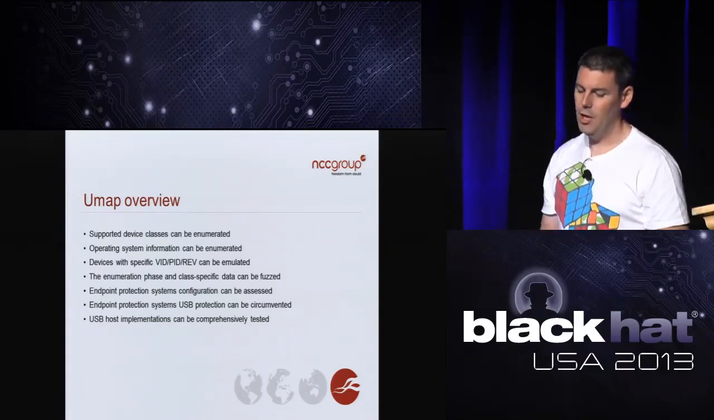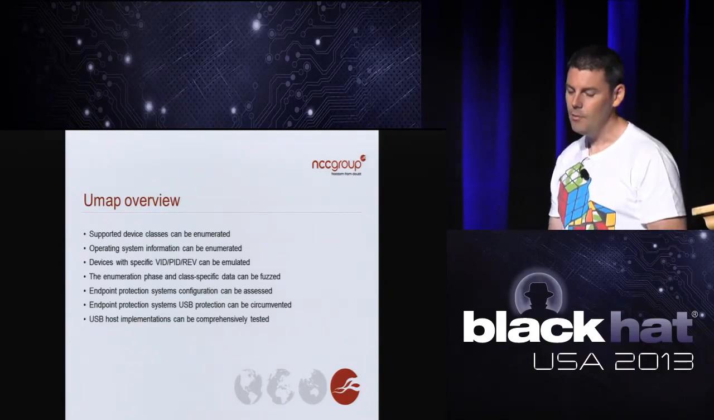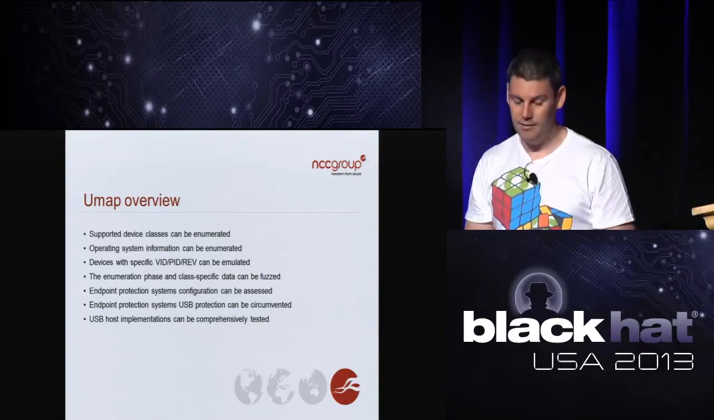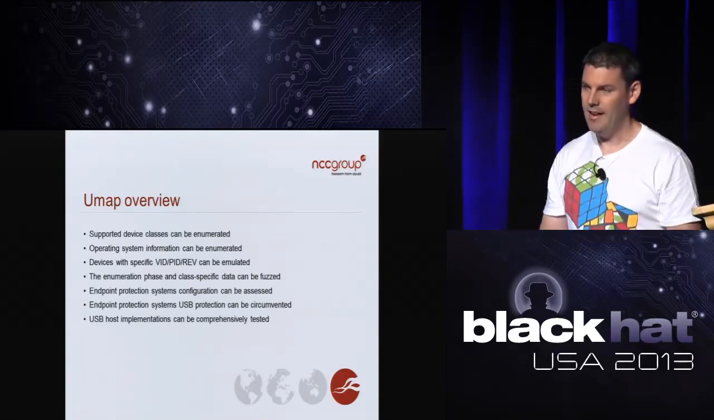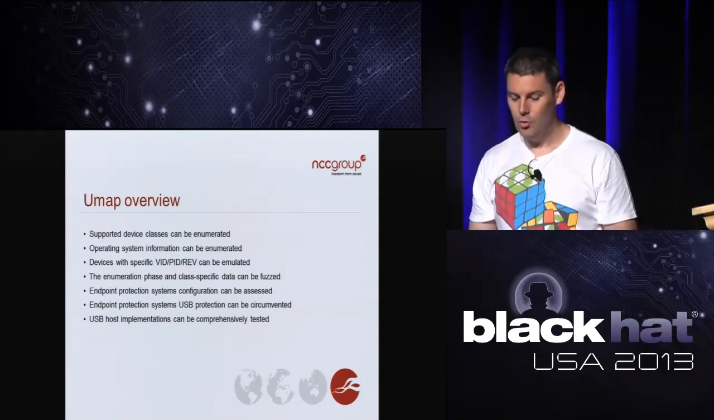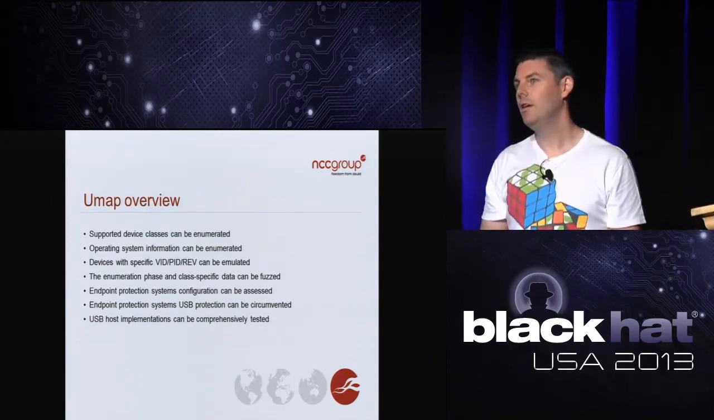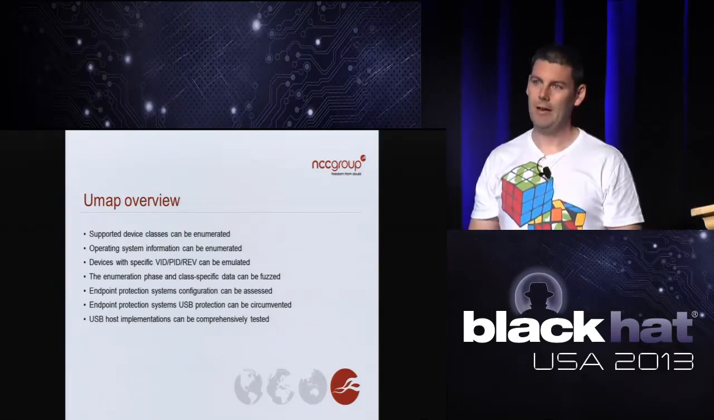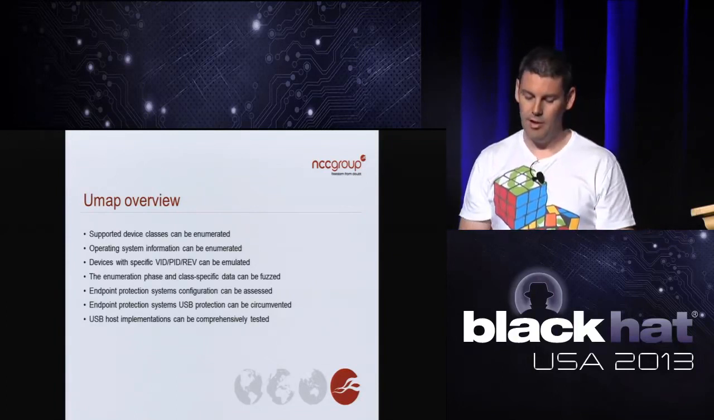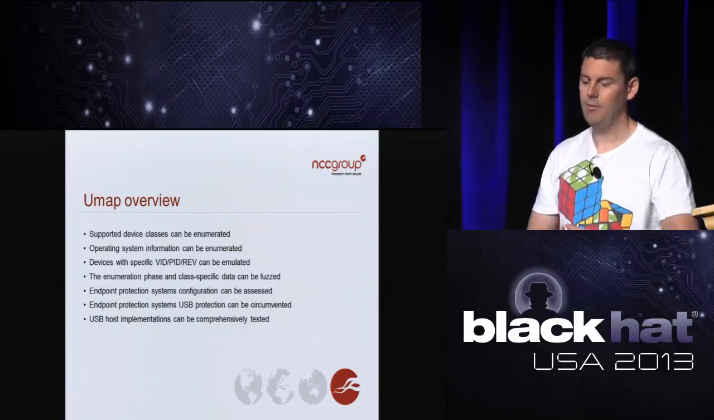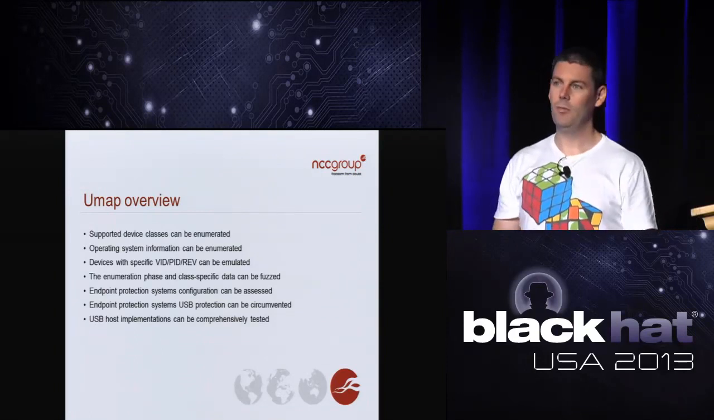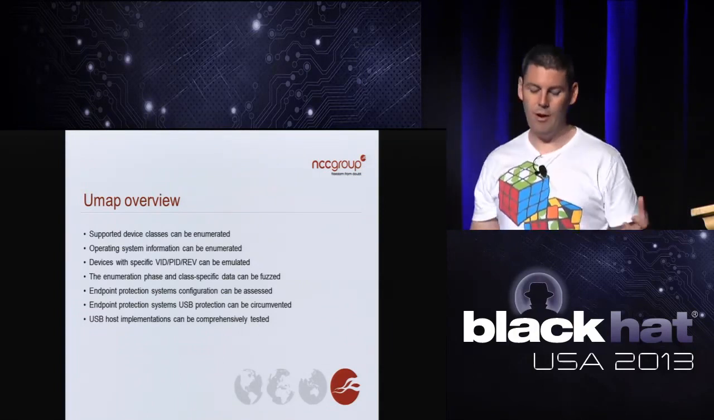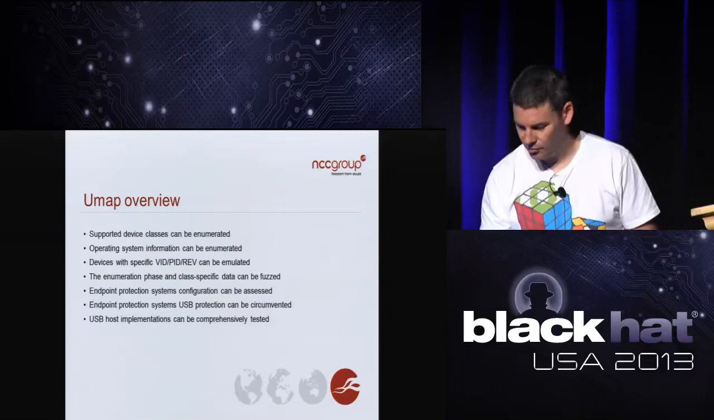So for example, if you've got a USB-based endpoint protection system that's configured to only allow certain classes of device to be inserted, you can test the configuration of that using UMAP. You could also potentially circumvent it. So for example, if you know that only a certain vendor of USB device is allowed by the company, you can emulate one of those devices using UMAP. And so if the company had a whole bunch of those, but they didn't provide one of those to you on the test, you can just be one of those devices. So you can comprehensively test USB host implementations.